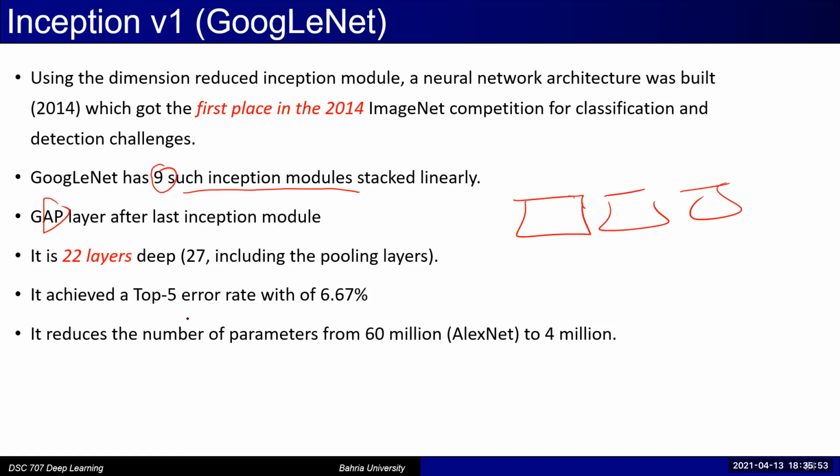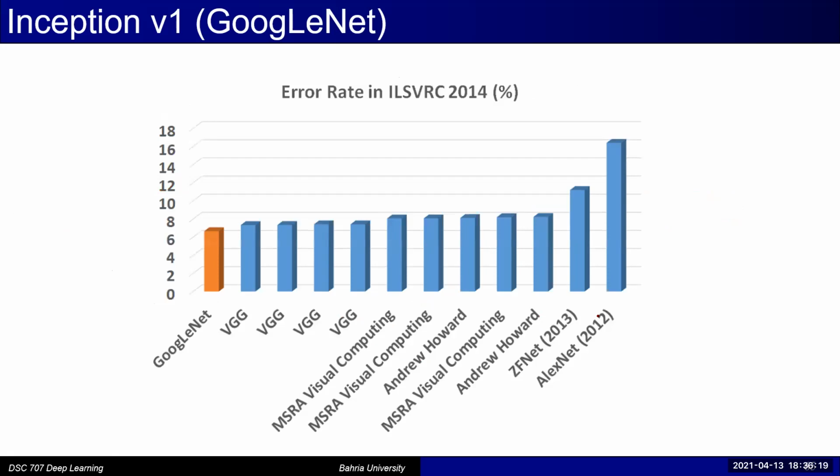So the total number of layers in this network, if you count them, comes out to be 22, of course, excluding the pooling layers, right? And the error rate it reported was quite low, which was 6.6%, right? From the perspective of number of parameters, right? You see, if you remember AlexNet had 60 million parameters, right? Now, from 60 million, this number was reduced to 4 million in, you can say, GoogleNet or Inception V1, right?